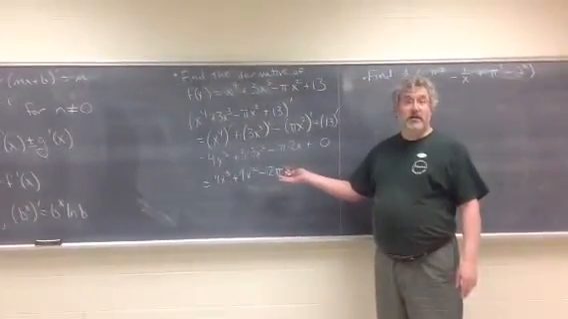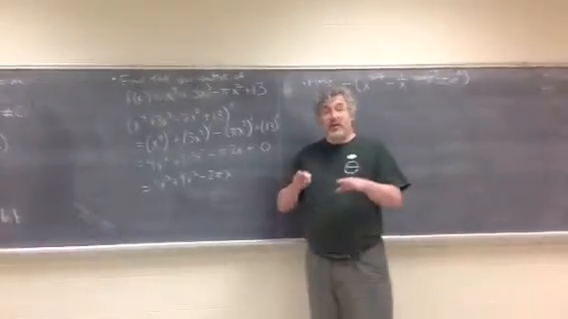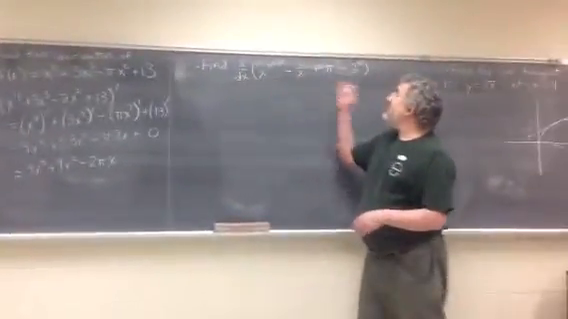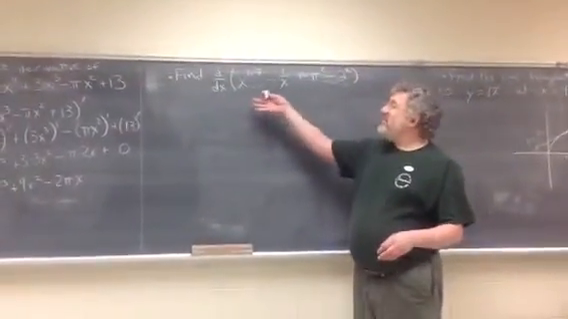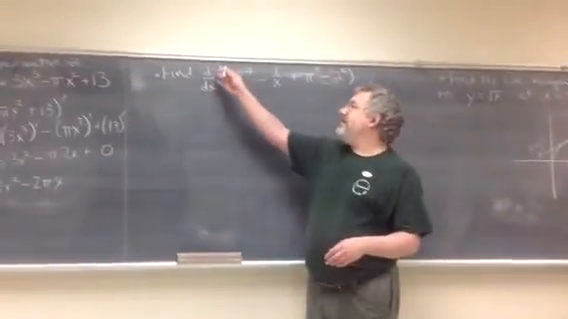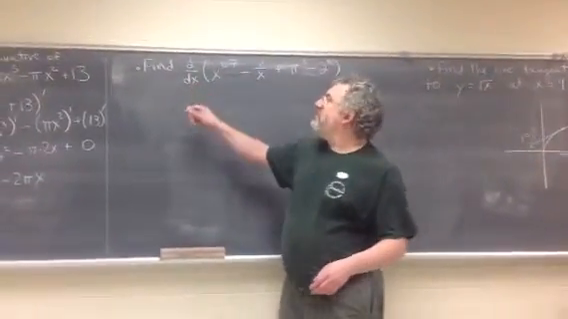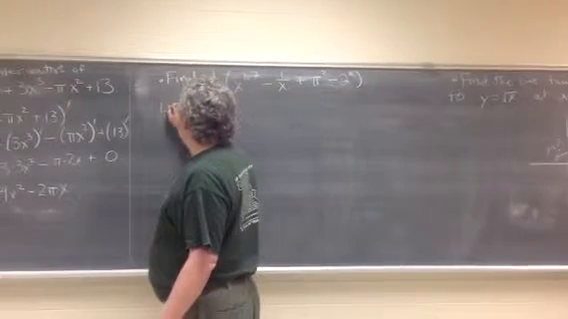Make sense? Let's try another. Let's try another with some weirder pieces. Here we go. And actually the weirdest piece of this one, it doesn't say find the derivative of it. It says find d over dx. This is Leibniz notation.